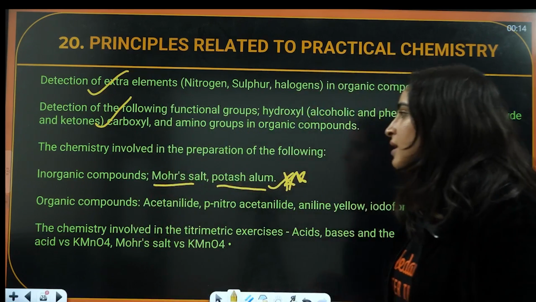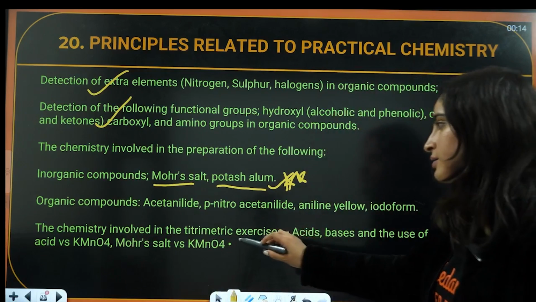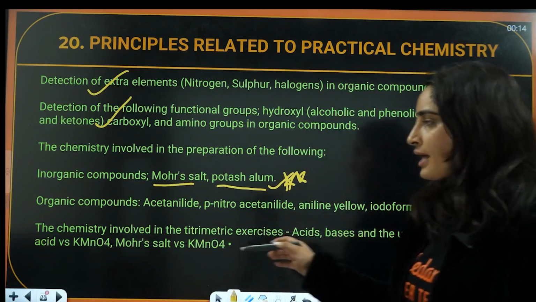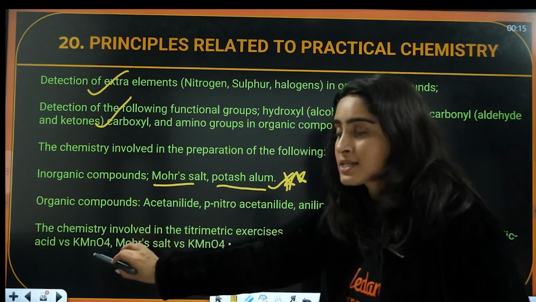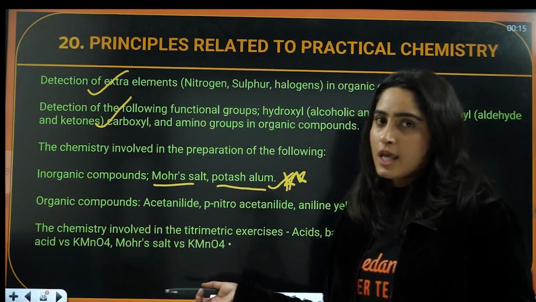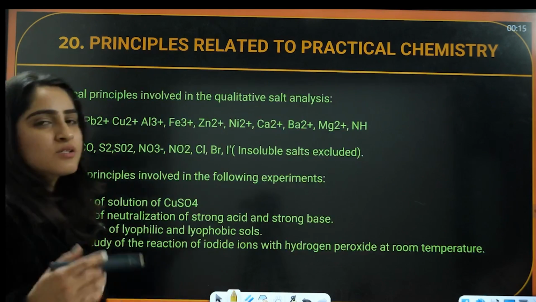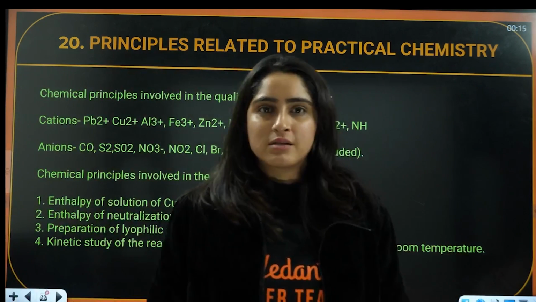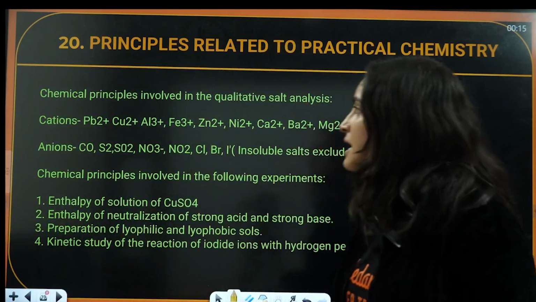Right? Okay. So next is the chemistry involved in the titrimetric exercises. Okay, they have been mentioned. They have especially mentioned two things, that is oxalic acid versus KMnO4 and Mohr salt versus KMnO4. They have mentioned these two topics, right? So for this, you need to know the theory of these things. What are the chemical reactions involved? What is the indicator? Everything about these things, right?